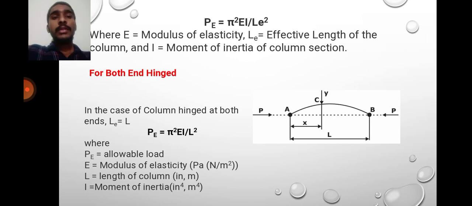and the formula for both ends hinged is P equals pi squared EI by L squared, where P is equal to the allowable load, E is equal to the modulus of elasticity, and the units are Newton per meter squared. L is equal to the length of the column, units meter. I is equal to the moment of inertia, and the units are meter to the power 4.